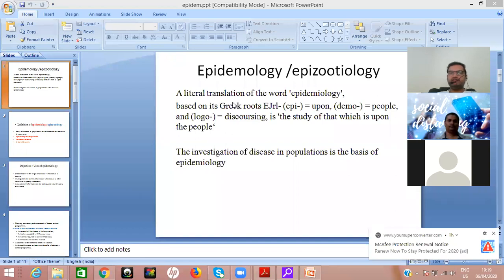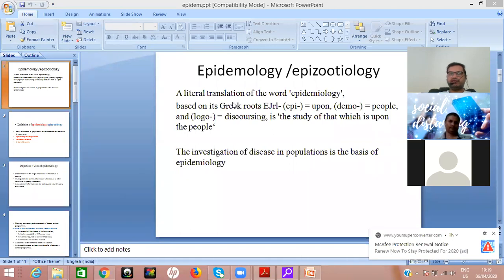The word is epi, demio, demos and logy. These are the three Greek words from where the term epidemiology has been derived. As you all know that epi means upon, demos means people, and logy means study. So anything that we study on a population or a people, group of people, or in a population is called epidemiology. If we study the pattern of a disease or occurrence of a disease on a population or in a herd, it is called the epidemiology of a particular disease.